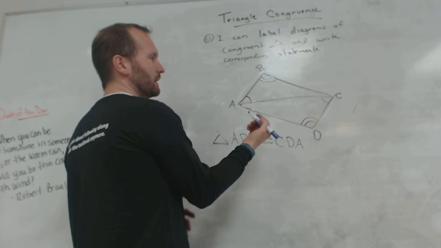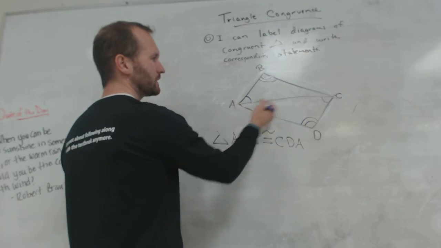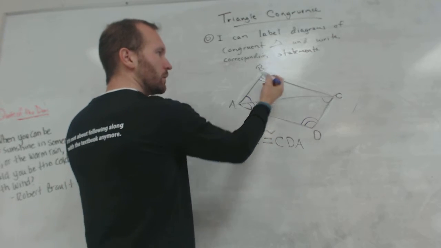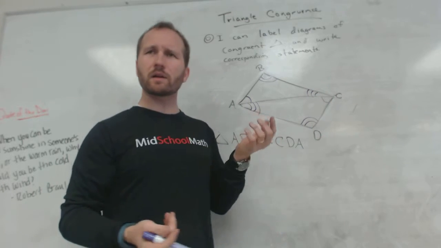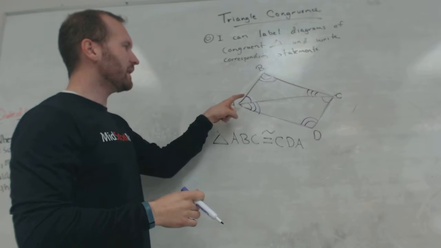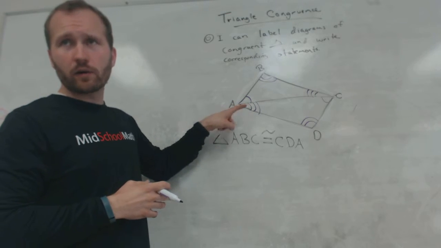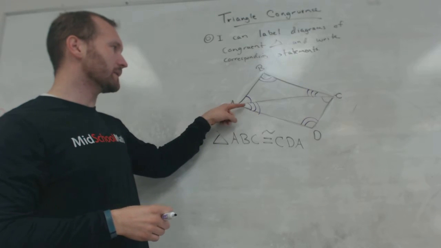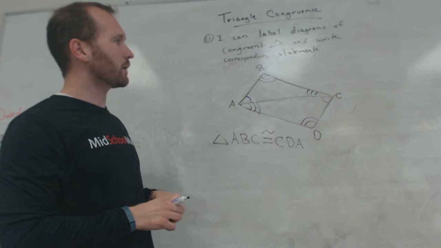Now the nice thing is, there's only one angle left, right? So DAC in this triangle must be congruent to BCA. So once we've done the first two, that third one becomes a little easier. But this is not necessarily congruent to this, according to what they've given us here. And actually, it probably isn't the same in a diagram like this.